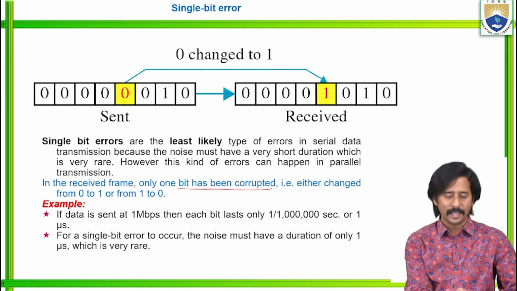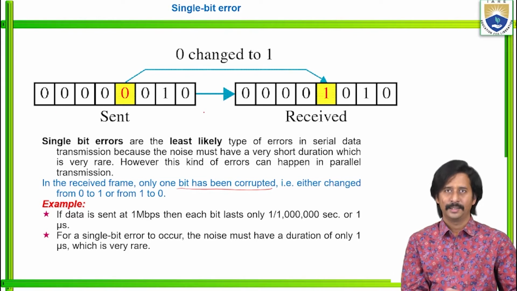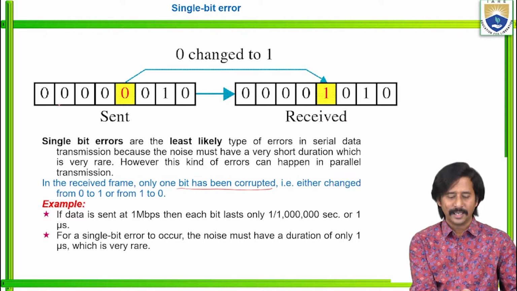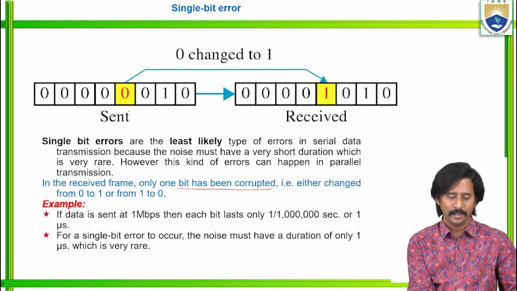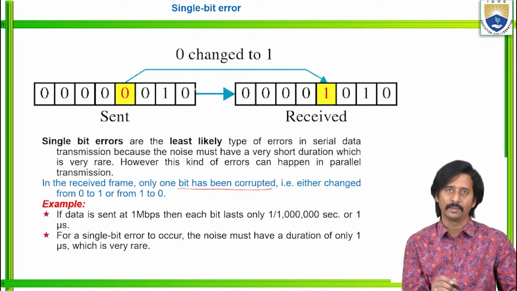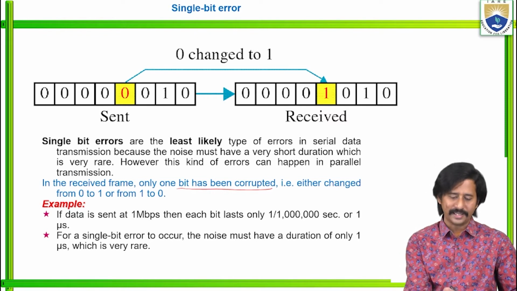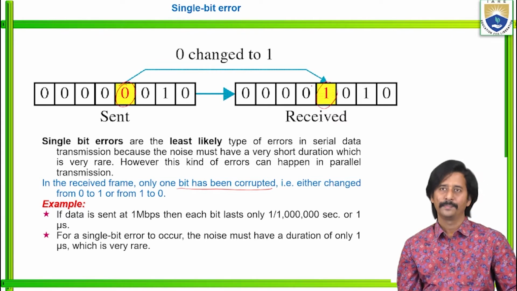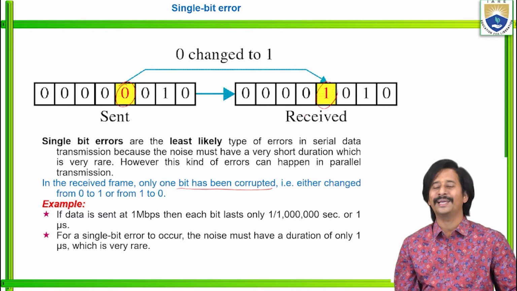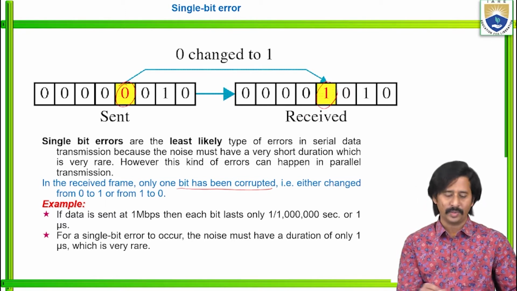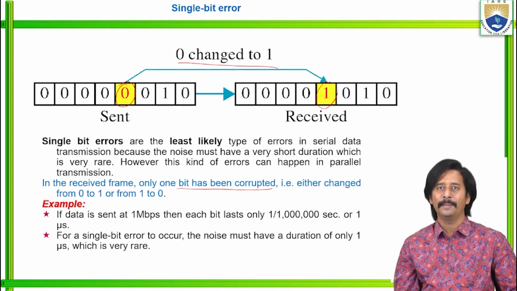See this example here. This is the frame at the sender side, the frame sent: 0 0 0 0 0 0 1 0. So 5 zeros followed by 0 1 0. Whereas the received frame is 4 zeros 1 0 1 0. So what happens here in the fifth position? This is 0, but this is 1. In the received frame, only one bit has been corrupted. Here the 0 is changed to 1. That is a single bit error.